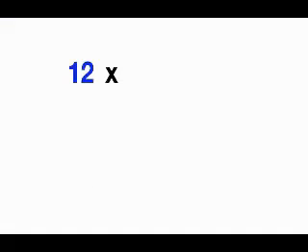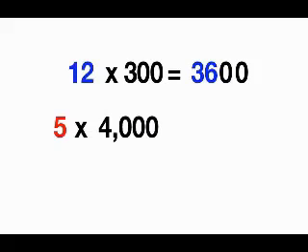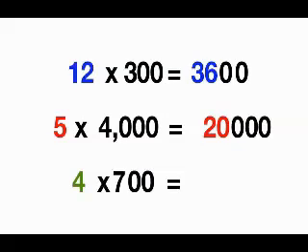Now it's time for you to try on your own. Multiply 12 times 300. What does it equal? Well, 12 times 3 is 36. Then you add 2 zeros. 1, 2. The answer is 3,600. Next, what does 5 times 4,000 equal? Well, 5 times 4 will give you 20. And then you add your 3 zeros. 1, 2, 3. 20,000.